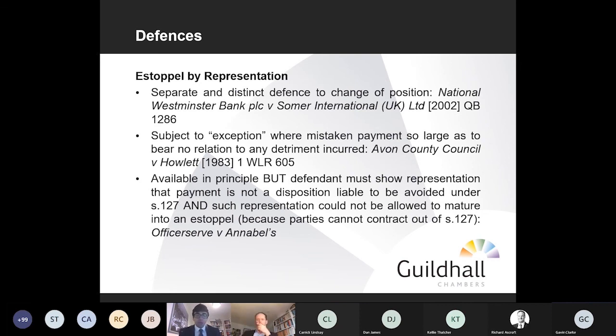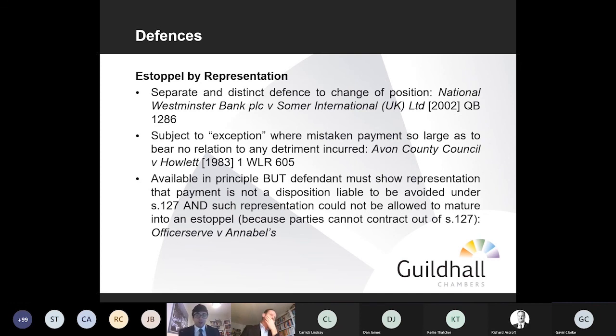So in Avon County Council and Howlett, basically a teacher was paid too much sick pay. He used some of it to purchase a motorbike, I think it was, and he was able to successfully argue, well, I shouldn't have to pay back any of it because I've changed my position in respect of some of it. There's the later case on the slide of Soma International, where they've suggested there's actually an exception to that principle, and that estoppel by representation may apply in a similar way to change of position.